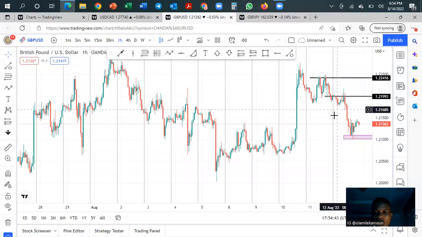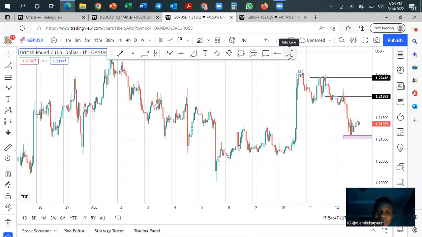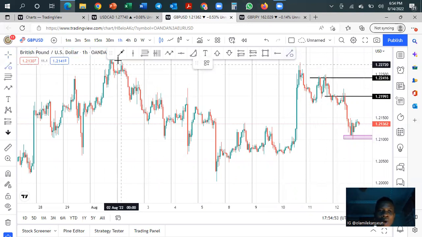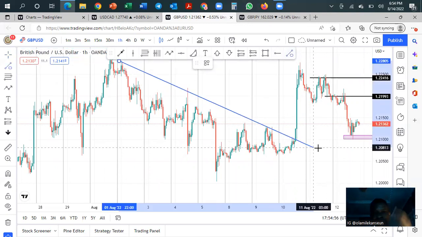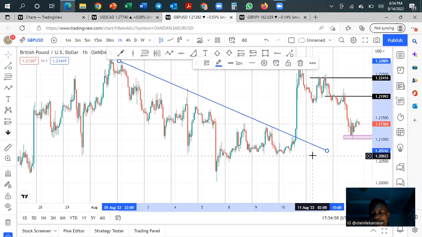So if you can understand the structure of the market, looking at this GBP USD on the 1 hour time frame, you will understand that the market is actually on a bearish move, from the top to the bottom. So that's exactly the structure of the market, the lower high and the lower low when it comes to the bearish move. So that's the structure of the market.